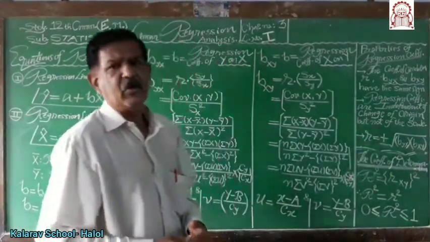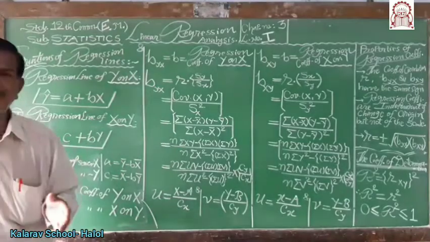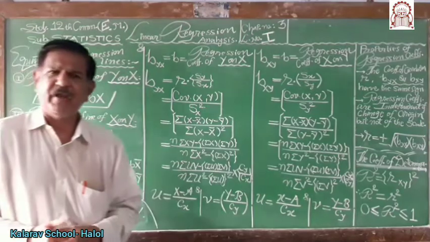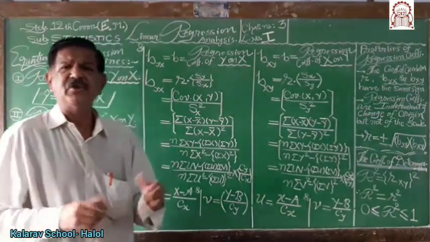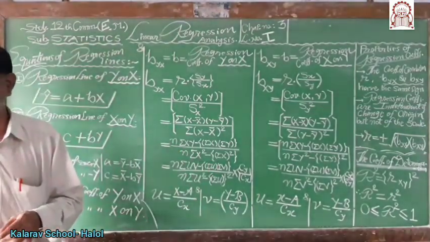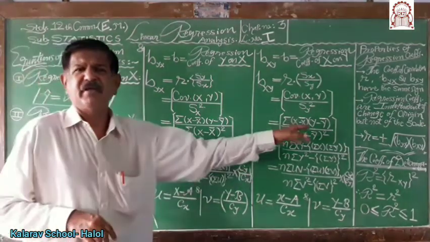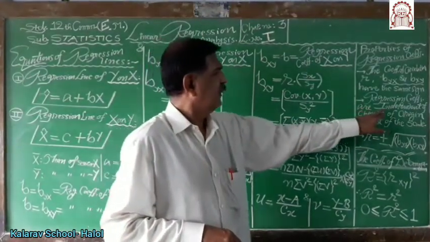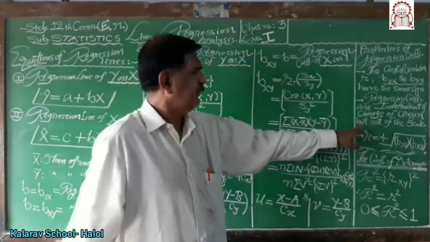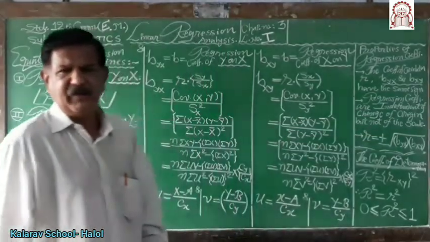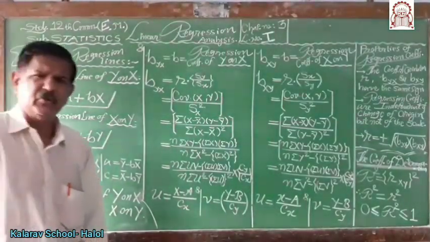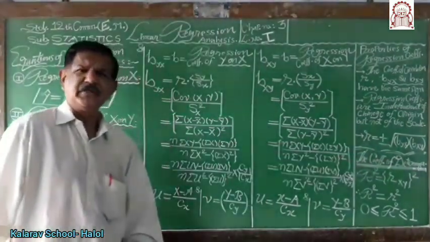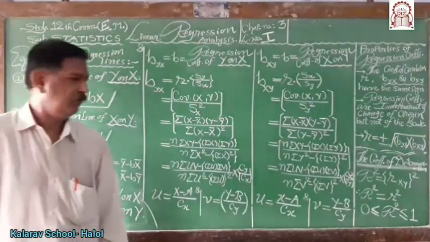Further, regression coefficients are independent of change of origin but not of the scale. If you add or subtract some value to the series x and y, then there is no change. But if you multiply or divide the series x and y, then byx and bxy are going to change. Therefore it is said that regression coefficients are independent of change of origin but not of the scale. And further, r is given by plus or minus root of byx into bxy. This is also one of the properties of regression coefficients as well as the coefficient of correlation.